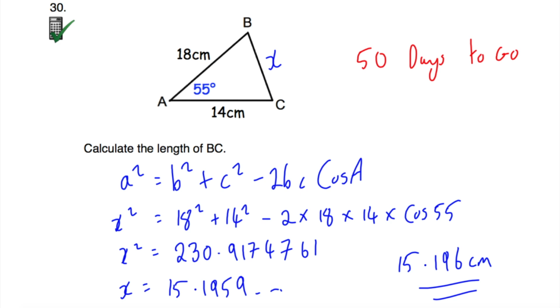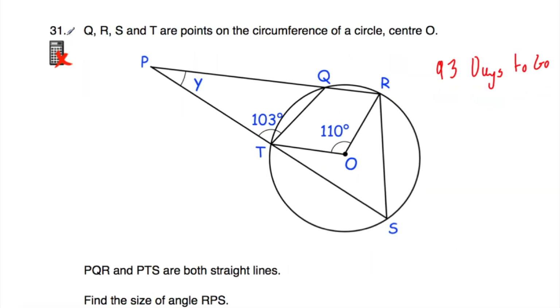Okay, let's look at our next question, question number 31. So question number 31, we've been asked to find the size of this angle. So it's a circle theorems question. So let's have a look at how we would find the size of this angle. Now the first thing I notice here, we've got an angle at the center.